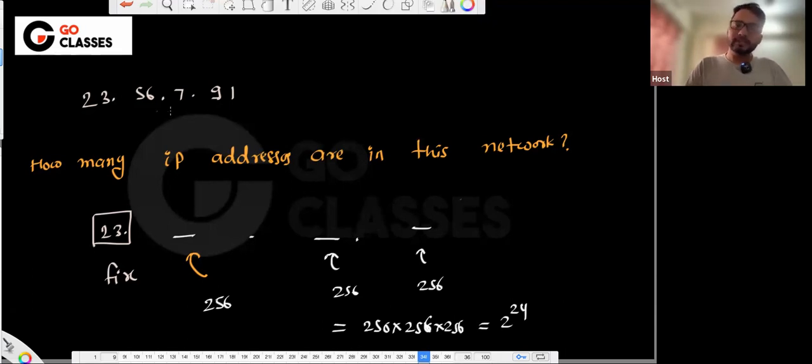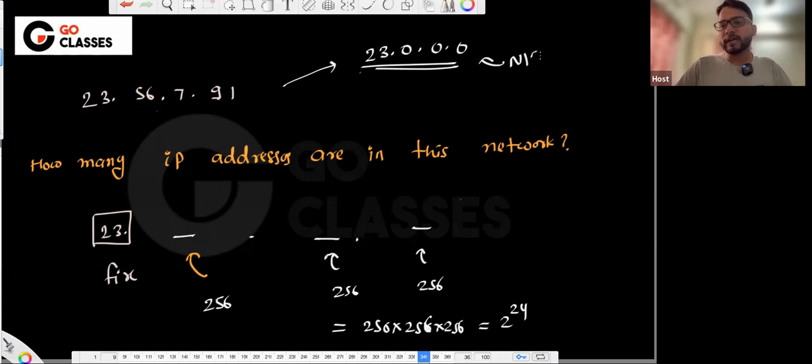So basically, given this IP address, you can also tell which network it belongs to. Network means you can tell the network ID. So network ID is something where all the host IDs are 0. If I tell you the network ID, then you will say the first address is always the network ID. So this is the network ID, right?